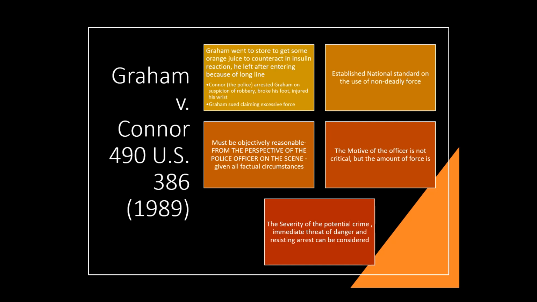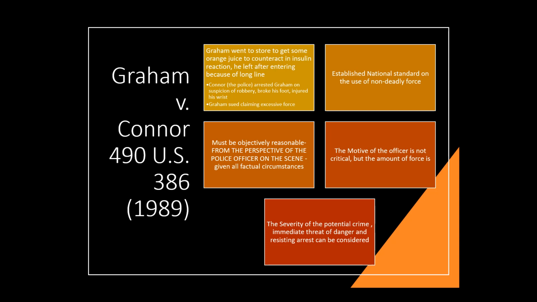This case actually occurred in North Carolina. It happened in Charlotte, if you want to know. Graham was a diabetic. So he was beginning to have a reaction, and diabetics sometimes need to have some sugar to readjust. And he went to get some orange juice to counteract an insulin injection he was having. And he goes into the store outside of Charlotte, and he saw there was a long line. He looked at it, and he left right away.